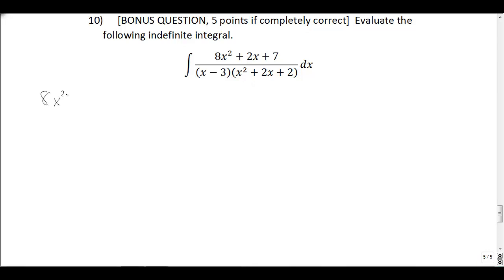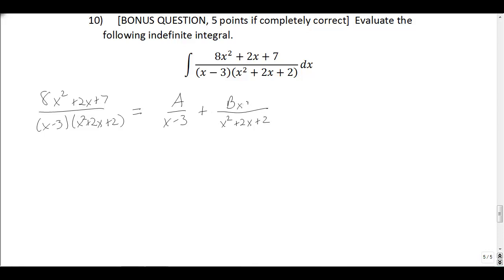And so what I'm going to get is 8x squared plus 2x plus 7 over x minus 3 times x squared plus 2x plus 2. I want to write this as a over x minus 3 plus, if I have a denominator of x squared plus 2x plus 2, I'm going to write my numerator as bx plus c. So degree 2 on the bottom leads to degree 1 less than that, or degree 1 on top. I need to fill in everything. All right, now I'm going to multiply both sides by x minus 3 times x squared plus 2x plus 2.